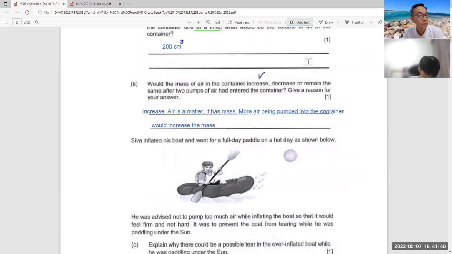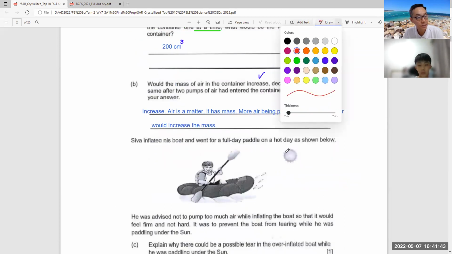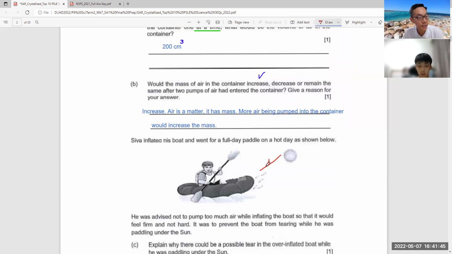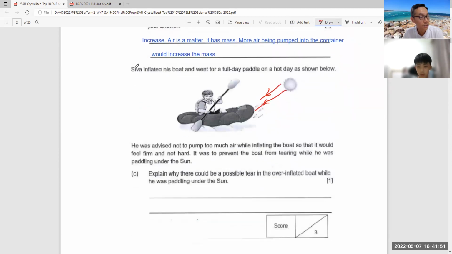Okay, next question. Similarly, you can annotate here. Sun gives out heat energy, right? Okay. So it says that Siva inflated his boat on a full day, paddle on a, as shown. He was advised not to pump too much air while inflating his boat, so that it will feel firm and not hard. It was to prevent the boat from tearing. So these are the keywords. You underline while he was paddling under the sun. Explain why there could be a possible tear in the overinflated boat while paddling under the sun.